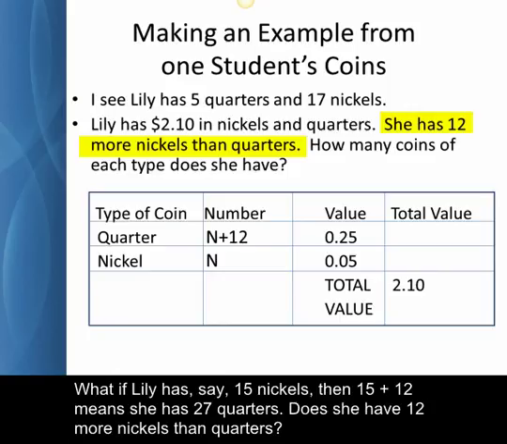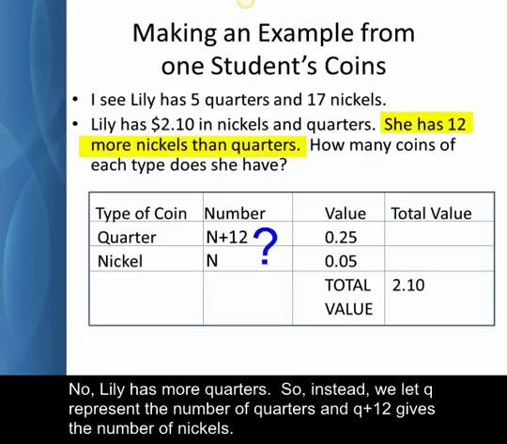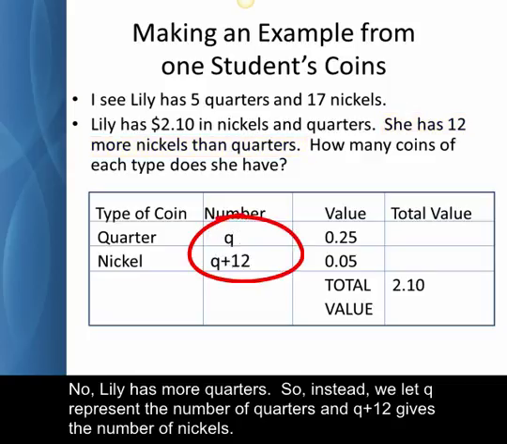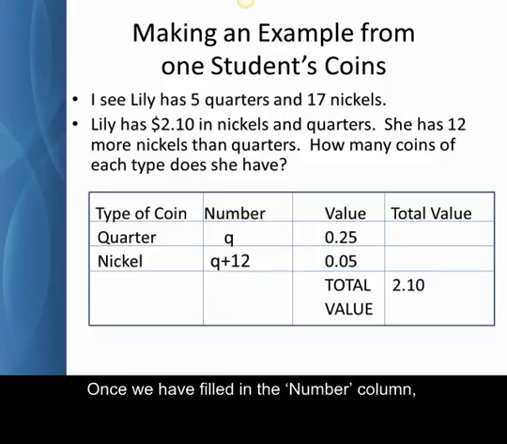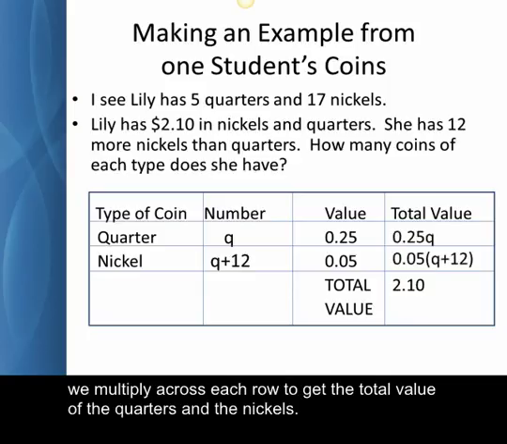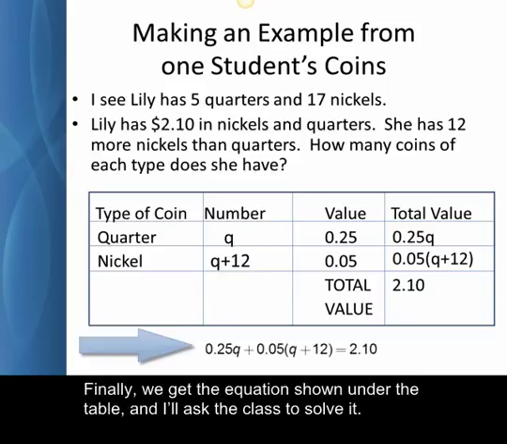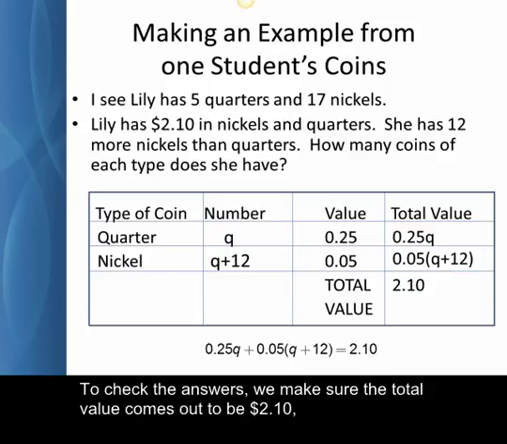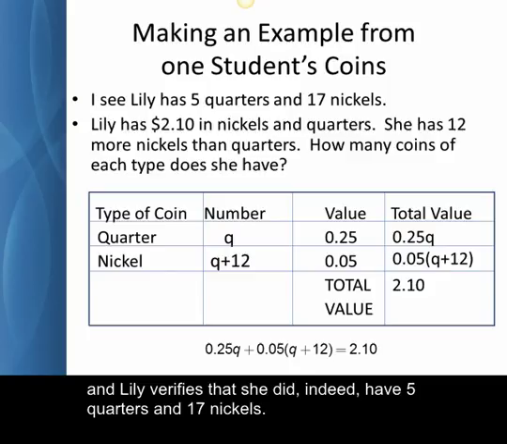Then 15 plus 12 means she has 27 quarters. Does she have 12 more nickels than quarters? No, Lily has more quarters. So instead, we let Q represent the number of quarters, and Q plus 12 gives the number of nickels. Once we have filled in the number column, we multiply across each row to get the total value of the quarters and the nickels. Finally, we solve the equation shown under the table, and I'll ask the class to solve it. To check the answers, we make sure the total value comes out to be $2.10, and Lily verifies that she did indeed have 5 quarters and 17 nickels.